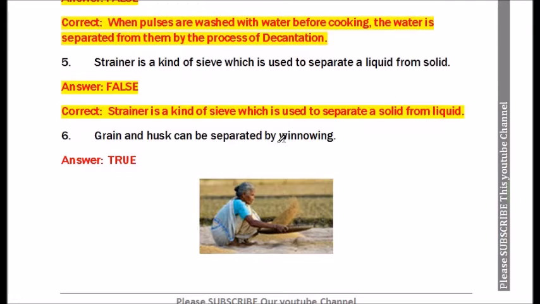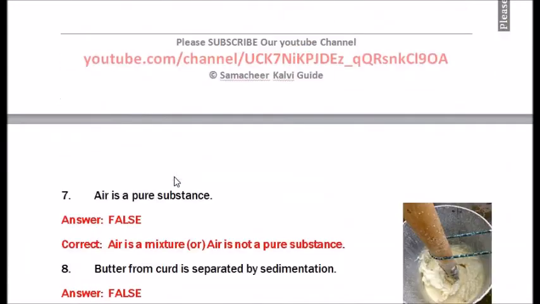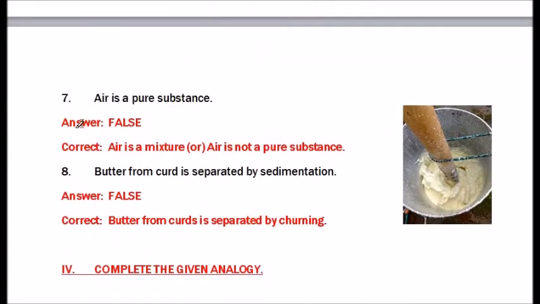Question number 6. Grain and husk can be separated by winnowing. Answer is true. Question number 7. Air is a pure substance. Answer is false. The correct statement is air is a mixture, or air is not a pure substance.